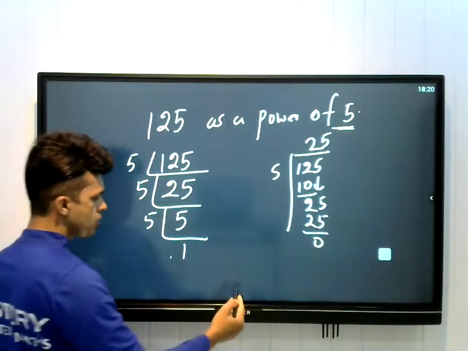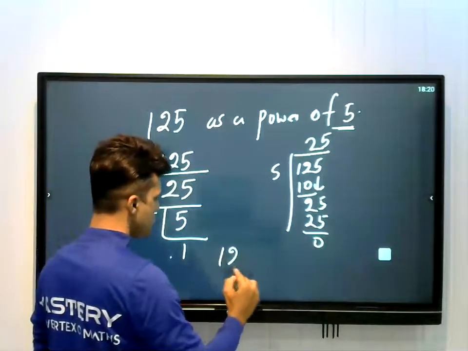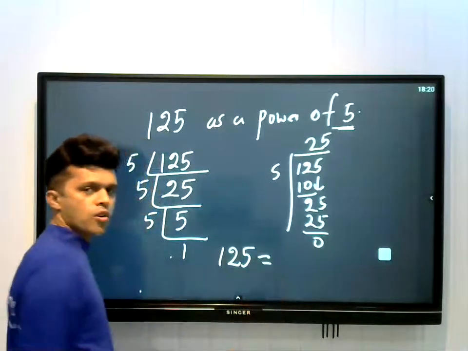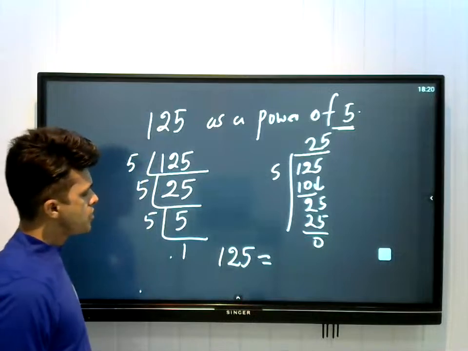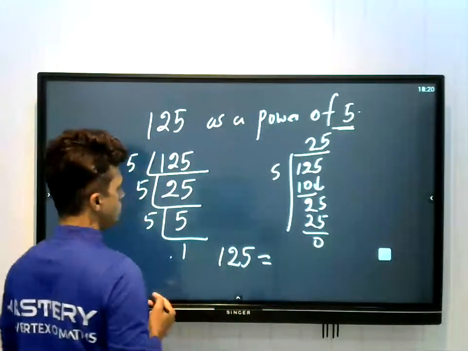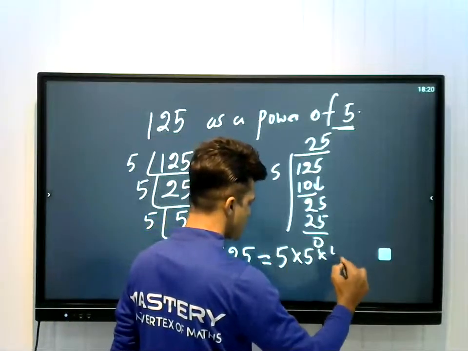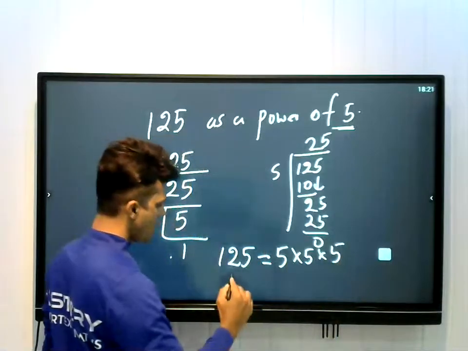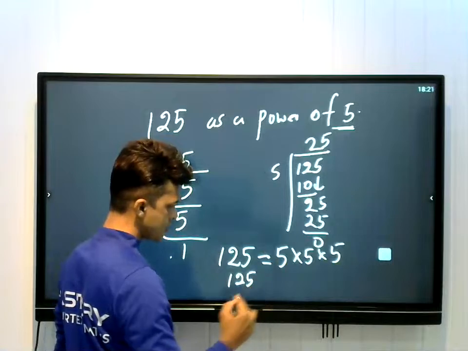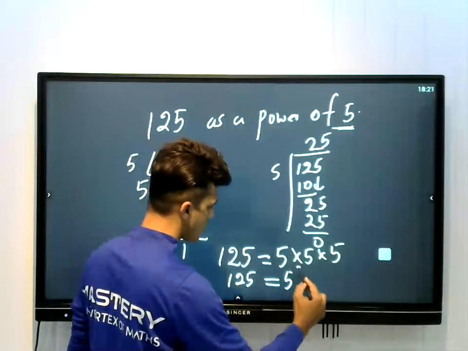So we are able to write 125 as a power of 5. 125 equals 5 into 5 into 5, so 125 equals 5 to the power 3.